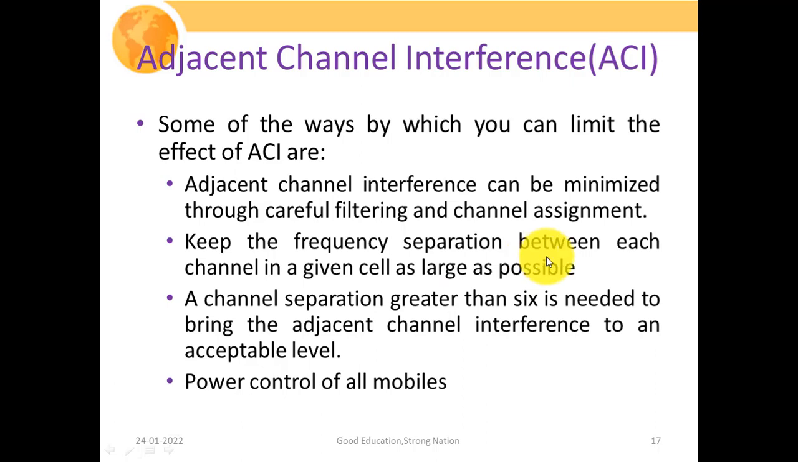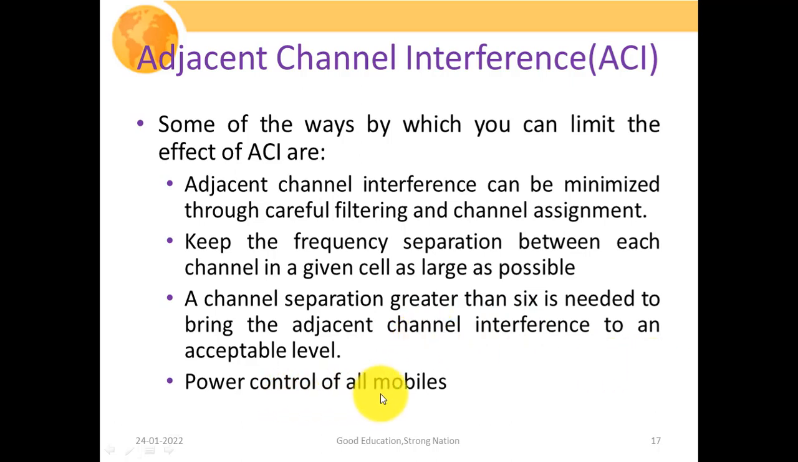Keep the frequency separation between each channel in a given cell as large as possible. This is the point I was trying to explain. A channel separation greater than 6 is needed to bring the adjacent channel interference to an acceptable level. Obviously, your quality factor will also play an important role. Generally, for a typical receiver, if we can provide a separation of more than 6, then we can limit the adjacent channel interference impact.